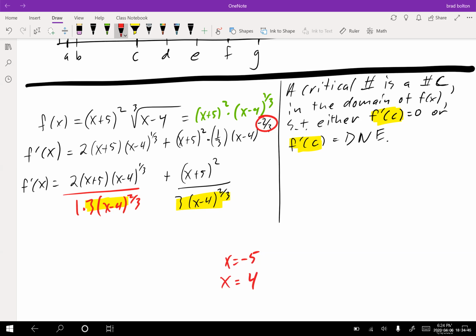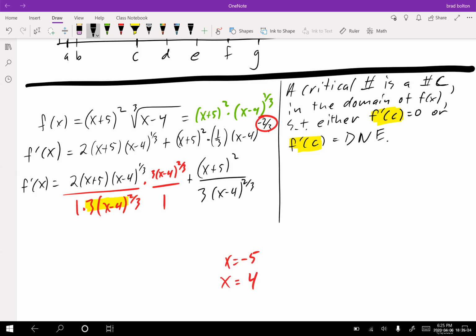However, whatever you do to the denominator, you have to do to the numerator. So let me rewrite this a little bit better so we have more room. So this is going to be plus, and then I'm going to do (x + 5)² over 3 times (x − 4)^(2/3). So then I'm going to do 3 times (x − 4)^(2/3) over 1. So now notice that I did 3 times (x − 4)^(2/3) to the numerator and the denominator, okay? So that means I now have common denominators and I have not changed the worth of the problem.